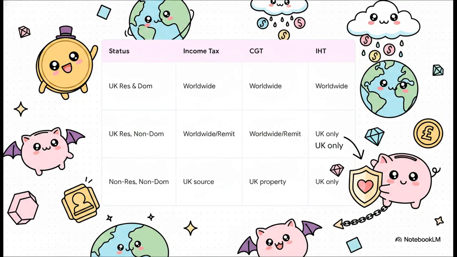Let's map out exactly what that tax exposure looks like. If you're a UK resident and UK domiciled, well, the UK taxes everything. That's worldwide income, worldwide gains, and worldwide assets. But consider a taxpayer who is UK resident but non-UK domiciled. Their income tax and CGT are still caught on a worldwide basis, though subject to the remittance basis, but their inheritance tax, that is strictly restricted to UK assets only. So you can see, residence catches the income, but domicile actually shields the global wealth from inheritance tax.